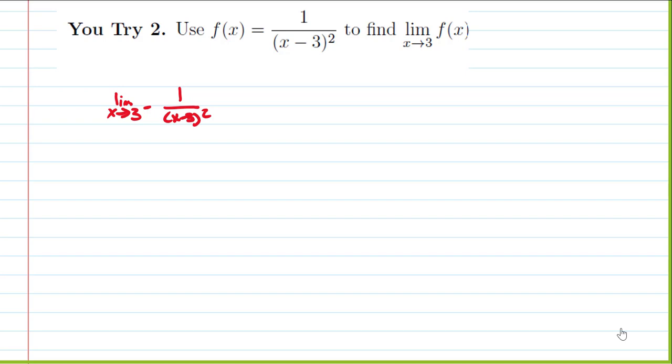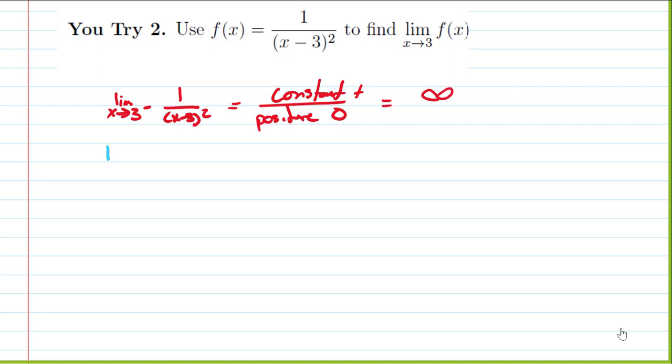So what's our denominator always going to be? Positive. And as x approaches 3, we're going to get 0. So this is going to be positive 0, and the numerator is a positive constant 1. So a positive constant divided by positive 0 is positive infinity.